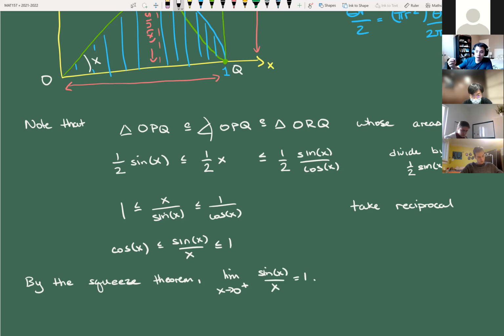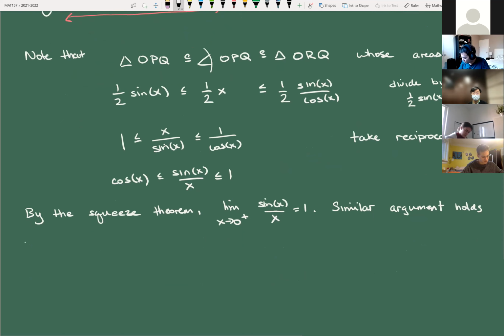Okay. Now, if you do x between negative pi over 2 and 0, you draw the same sort of picture and the inequalities still effectively all work out. You just have to be a little bit careful about the sign of sine, which is a weird thing to say, but the sign of sine, right? So in this case, I will just say a similar argument holds when x is in negative pi over 2 to 0, right?